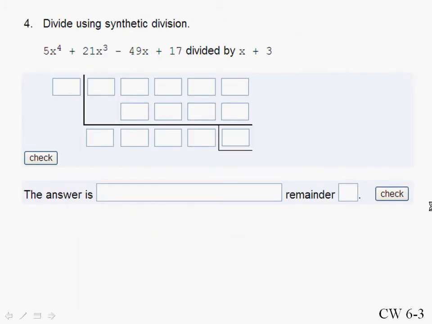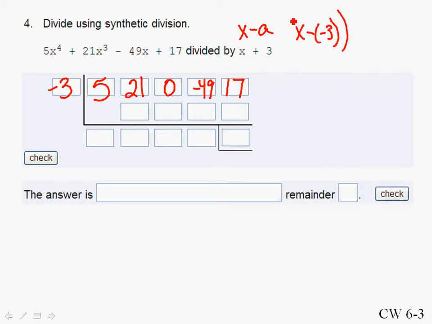Let's try a larger one. 5x to the 4th means there's 5. 21x cubed. We're missing our x squared value, so we're going to place a 0 in the x squared. -49 for our linear term, and 17 for our constant. Our a value is -3, because again it's x minus a, so that means it's x minus a -3 gave us x plus 3. So our a value is the -3.